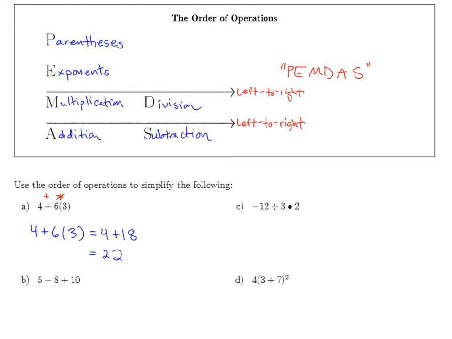Next, I have 5 minus 8 plus 10. We'll note that the operations here are simply subtraction and addition. And addition and subtraction are on the same level as far as our order of operations is concerned, so we'll work left to right when computing this. So 5 minus 8 plus 10 becomes negative 3 plus 10. I compute that 5 minus 8 first, and then with that single operation left, negative 3 plus 10, I get positive 7.